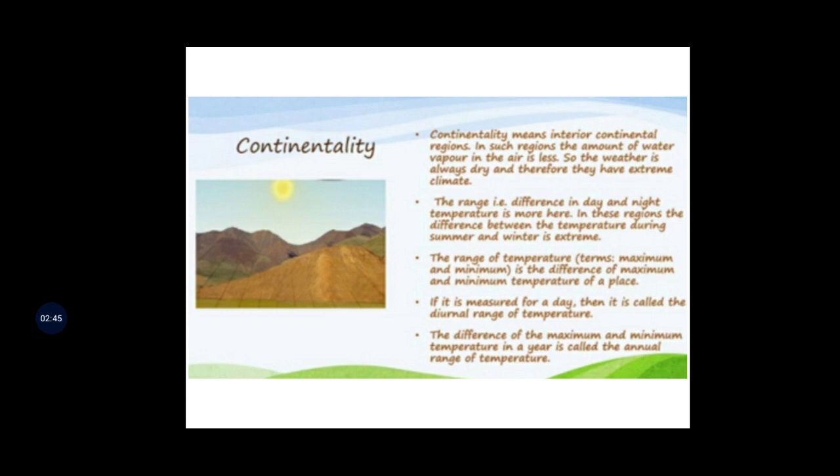The difference in the maximum and minimum temperature of a day is called the diurnal range of temperature, whereas the difference in the maximum and minimum temperature of a year is called the annual range of temperature.